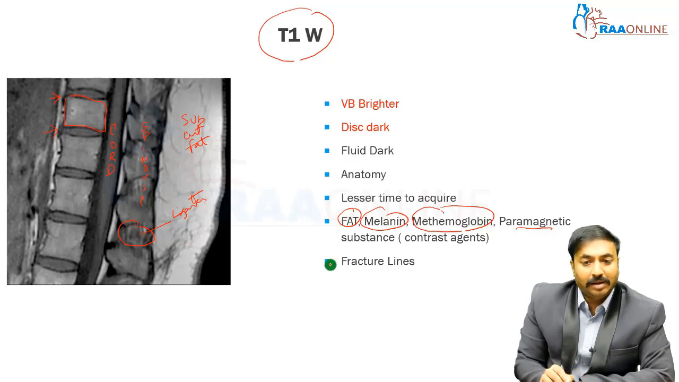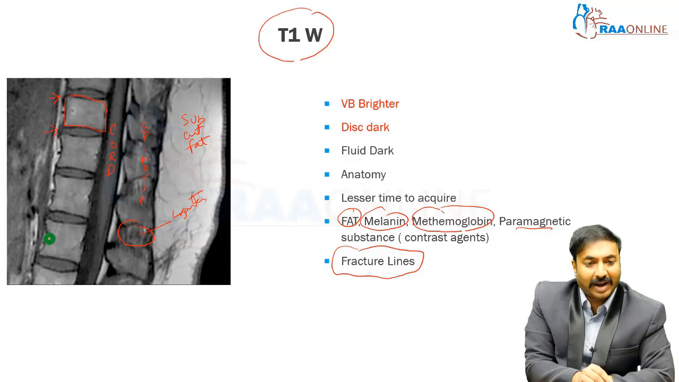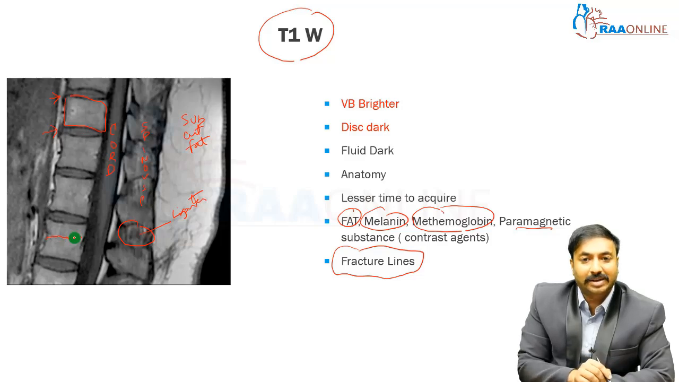One more thing is that fracture lines are seen very well. I told you this is an anatomical scan, so any kind of fracture in the vertebral body can be easily seen in a T1 weighted image. So these are the basic characteristics of a T1 weighted image.